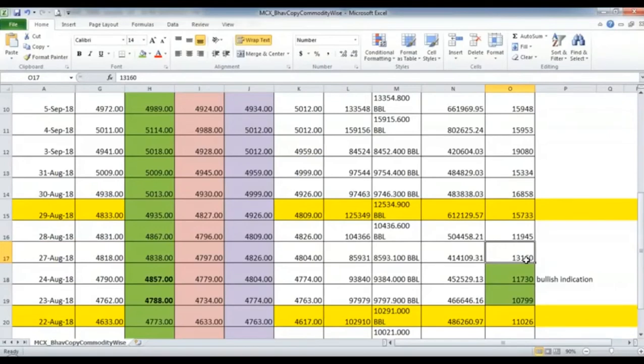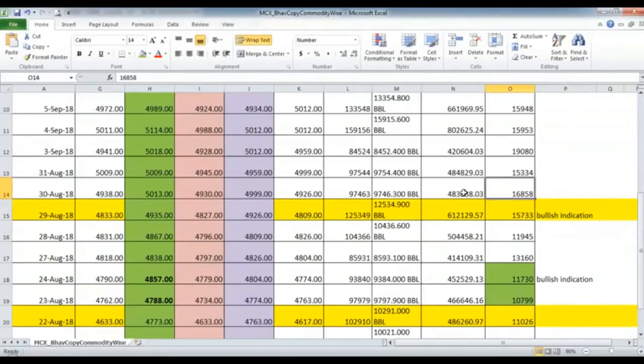Volume increased again. Did the close happen above the high? The answer is no, so it is sideways. Volume increased, and open interest increased. When the open interest increased, what was the close price? 49.26. Is that above the high of this? Yes. What is the indication? Bullish.